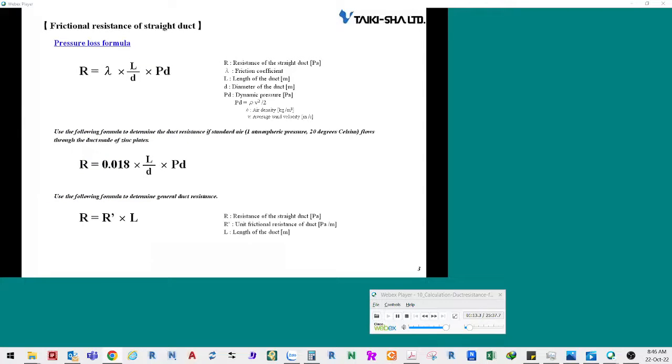Frictional resistance of a straight duct, designated item 1, is calculated usually by multiplying the unit frictional resistance by the length of the duct. The unit frictional resistance is determined based on a duct measure or a diagram, or such.